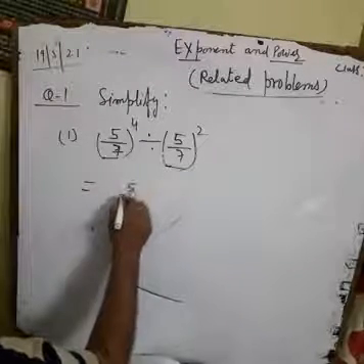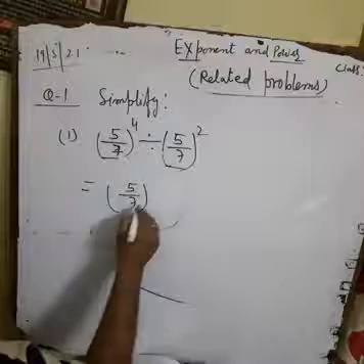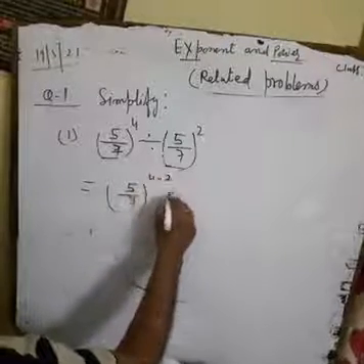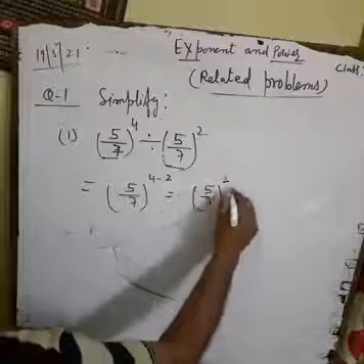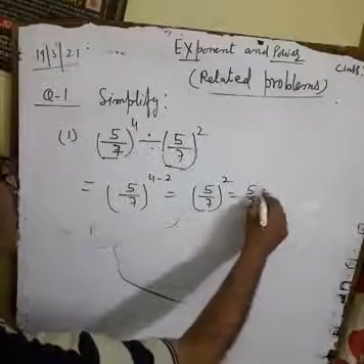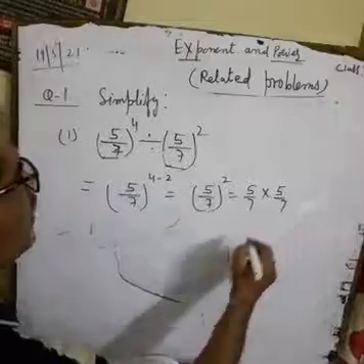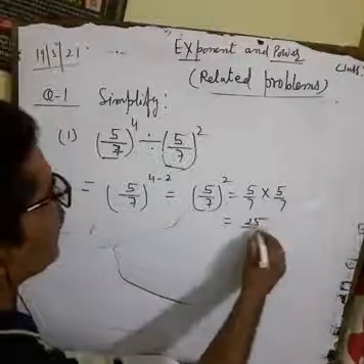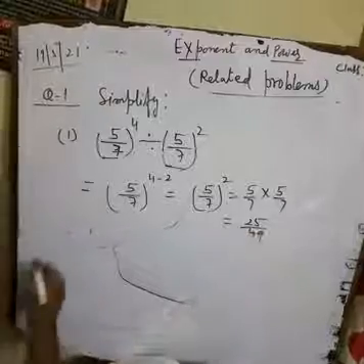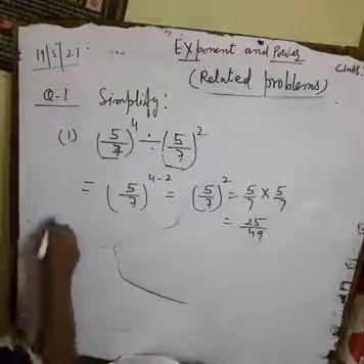It means 5 upon 7 to the power 4 minus 2, which is 5 upon 7 squared. Square means 5 upon 7 into 5 upon 7. This is 25 upon 49. Similarly, one more question.